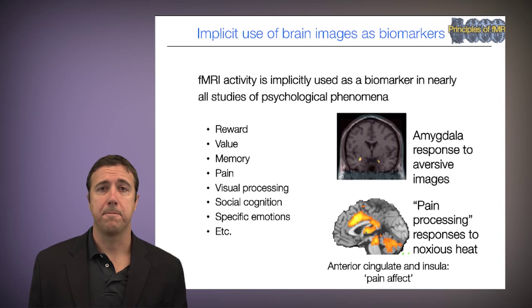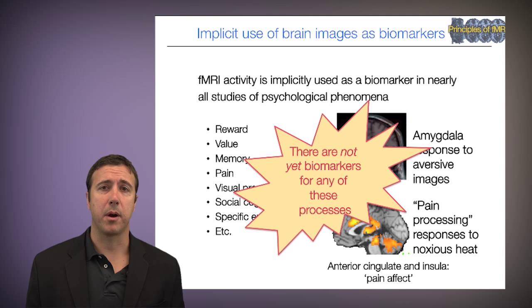But as we just saw, this is not a valid inference. So there are not yet biomarkers for any of these processes. So let's look a little bit more systematically at why not. Why are brain maps not biomarkers?